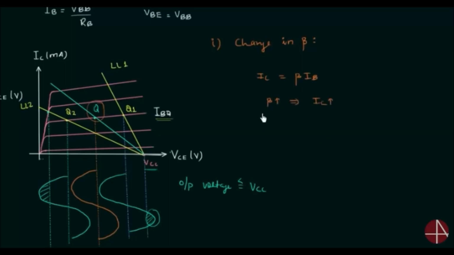Now, how beta increases in case of transistors? Beta of two transistors are different. Having same beta for two transistors is very difficult, and if we replace the transistor with other transistor, beta also changes. This is very important point. Beta value of two transistors are rarely same. The next thing is change in temperature.